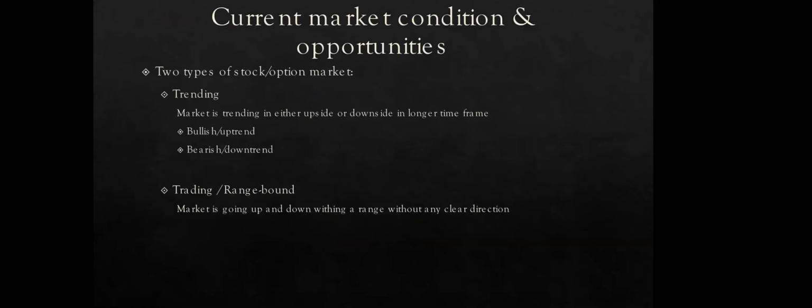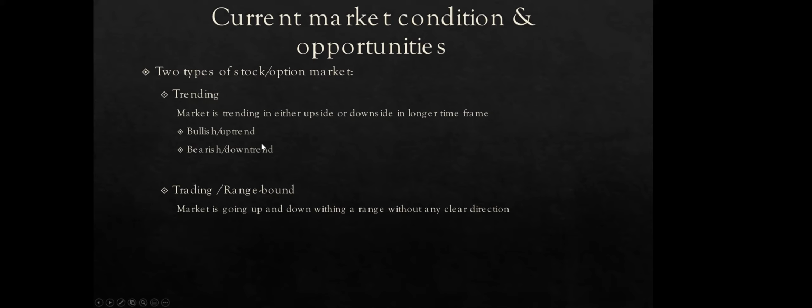So what are the current market conditions and opportunities? Why I'm offering this class, and what are the opportunities? There are two types of stock market. One type is trending. Trending means either the price is going up or the price is going down. And another one is range bound. Range bound means the market price is bound within two limits. For example, Microsoft stock price might just swing between 150 and 160 for 1 week. That is called range bound.